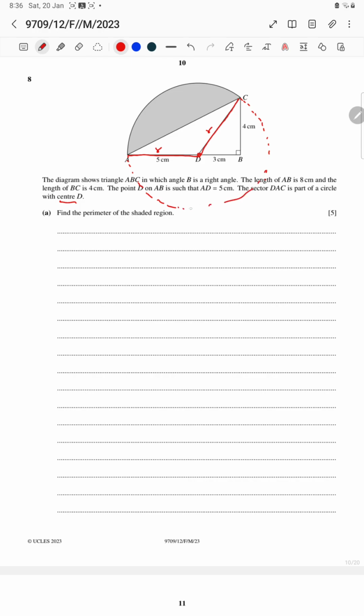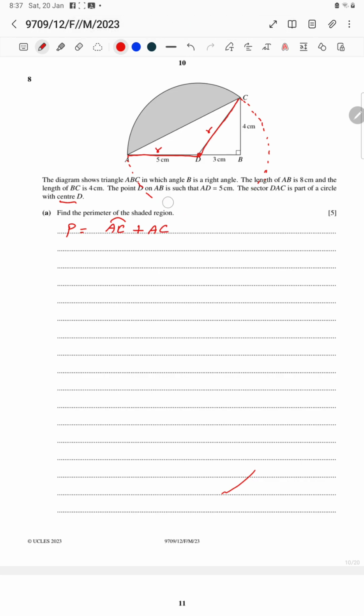All right. Okay. Find the perimeter of the shaded region. For the perimeter, we know we need to get the outer boundary of it, which means the arc. Required perimeter will be arc AC plus length AC. We need this one, right?